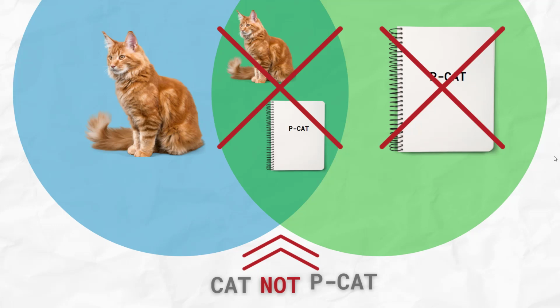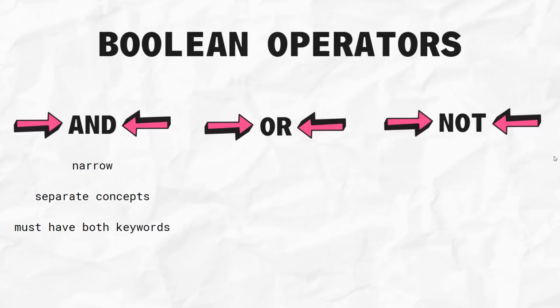This saves us the time of having to manually search through our results to find the articles that are about the feline kind of cat and not the patient-centered assessment tool kind of cat. Boolean operators are ways in which we can communicate exactly what we are looking for to databases and search engines. This video has talked about 3 Boolean operators: AND, OR, and NOT.